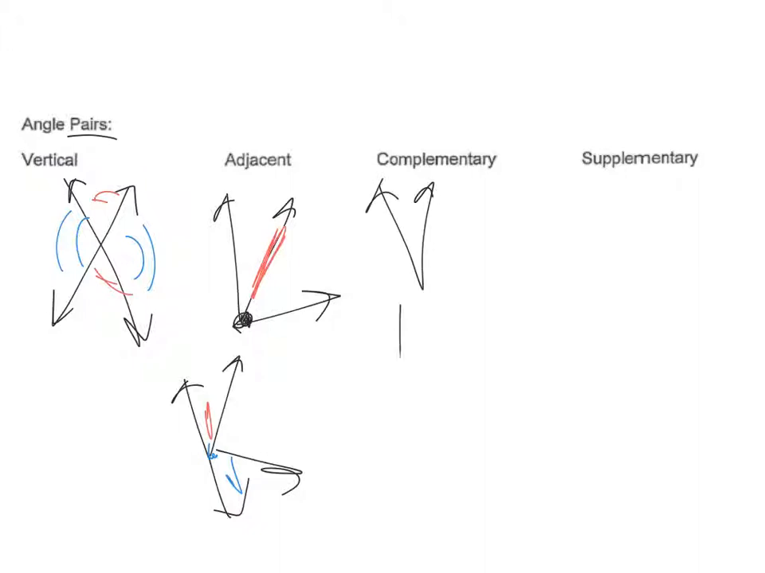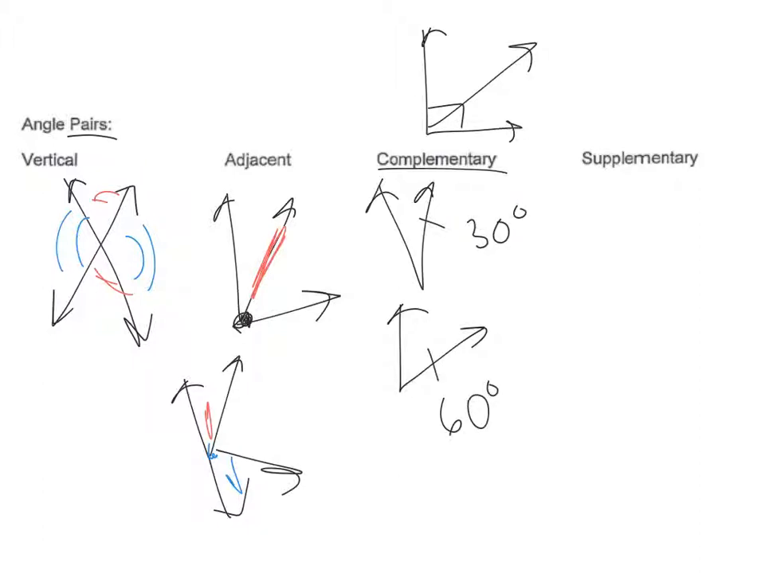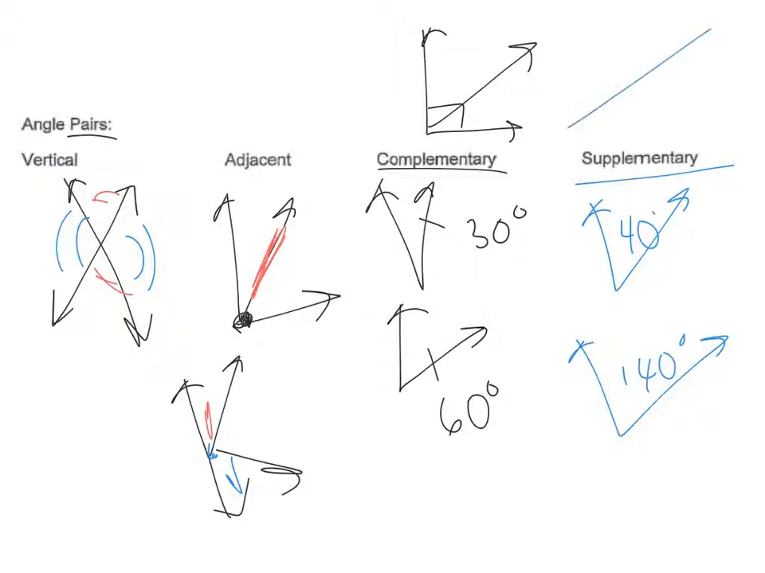Complementary angles are two angles that add up to 90 degrees. They do not have to be adjacent. They can be. Here's a pair of complementary angles that are adjacent. Here's a pair of complementary angles that are non-adjacent. Same thing with supplementary angles. Supplementary angles can be non-adjacent, like these two, or they can be adjacent. So 140, 40. They make a line. Supplementary adds up to 180. Complementary adds up to 90.